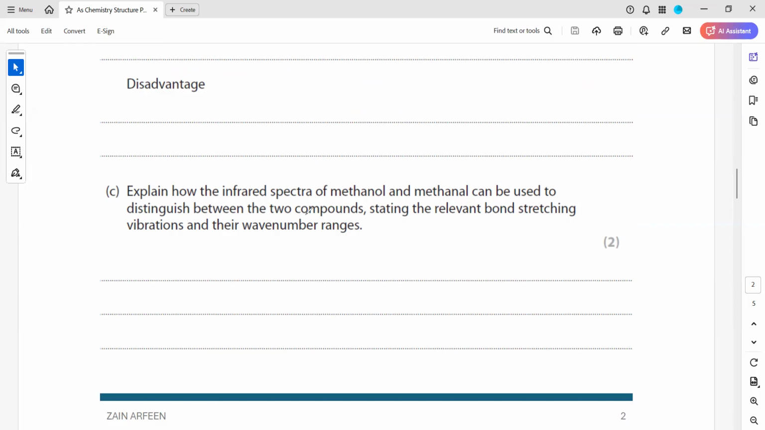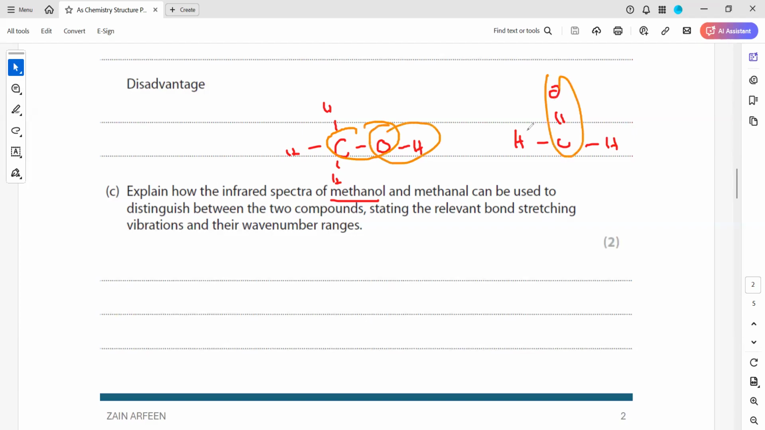For example, if you compare methanol, in methanol, what are the bonds? These are the bonds there. Carbon CH bonds are there, and OH. What about the methanal? It will be C double bonded with O and H is there. This is methanal. So which bond can be used to distinguish here? You can use the CO bond and you can use the OH bond. And here we'll have C double bonded with O. These are the bonds which can be used to distinguish.